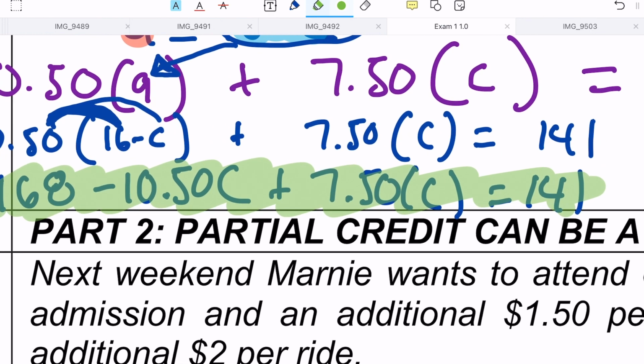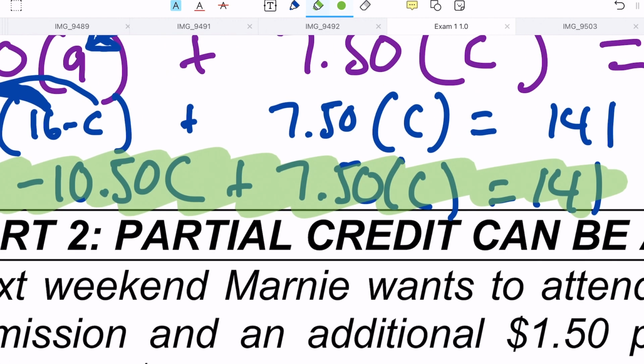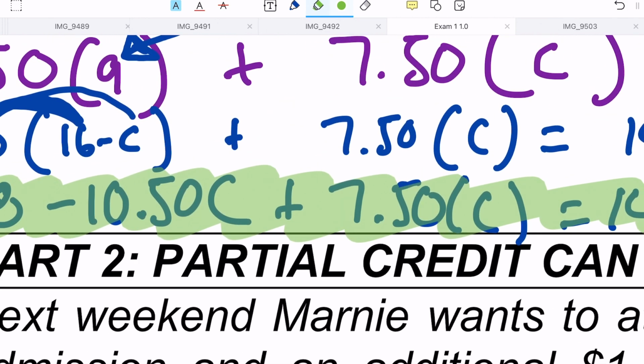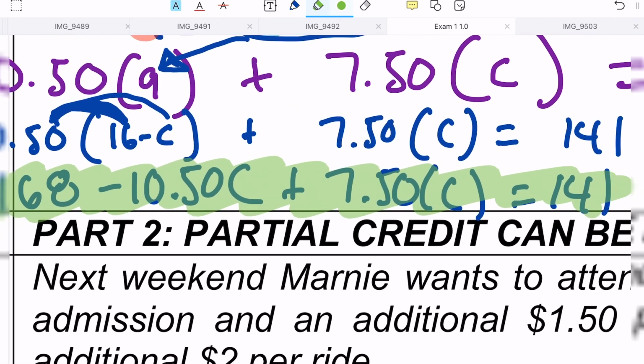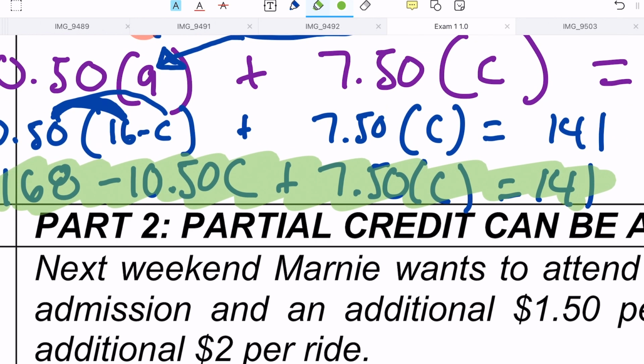Now, notice this, we have a negative 1050C and 750C. Those are like terms. So I can combine, I can put this in my calculator. Negative 10.5 plus 7.5.